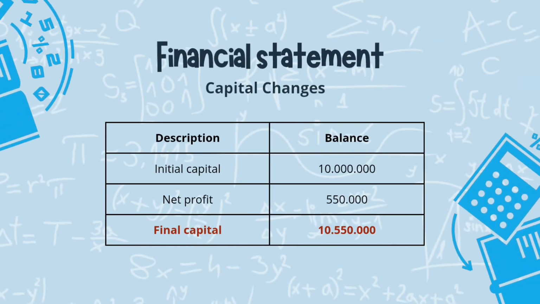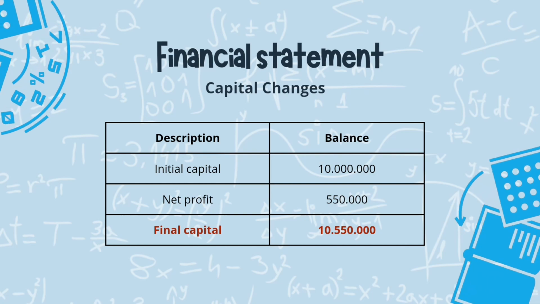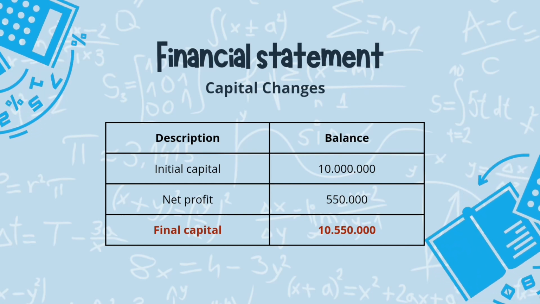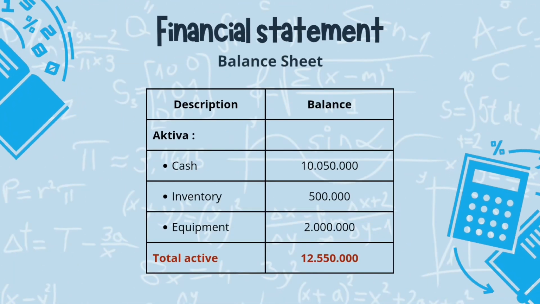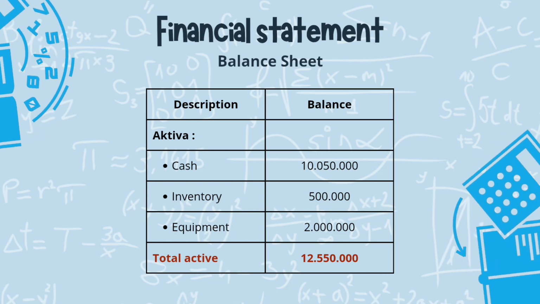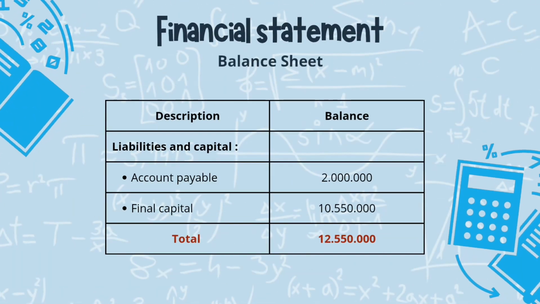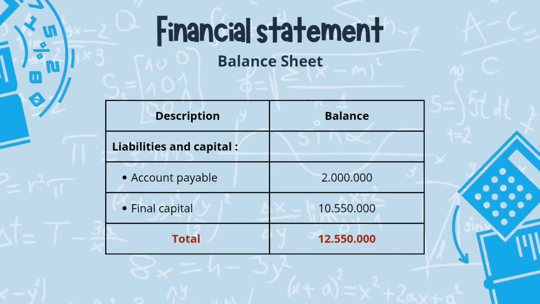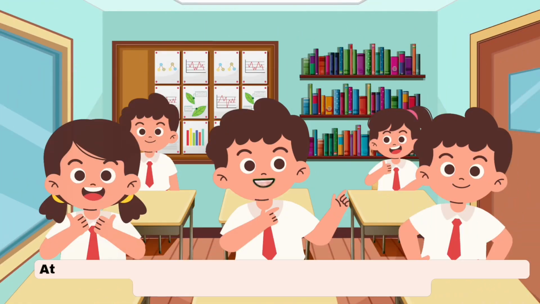Next is the capital change report. Here we add the initial capital with the profits obtained from the previous report. The last one is the balance sheet. On the left side adds up all assets while on the right side adds up debts and capital, and the total of both must be balanced.